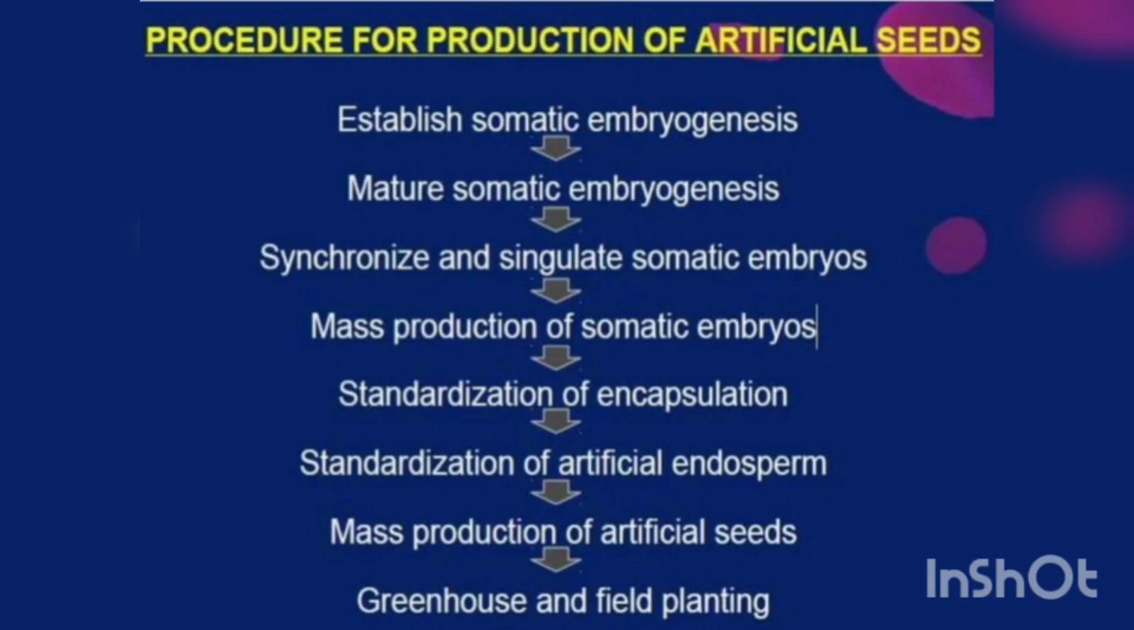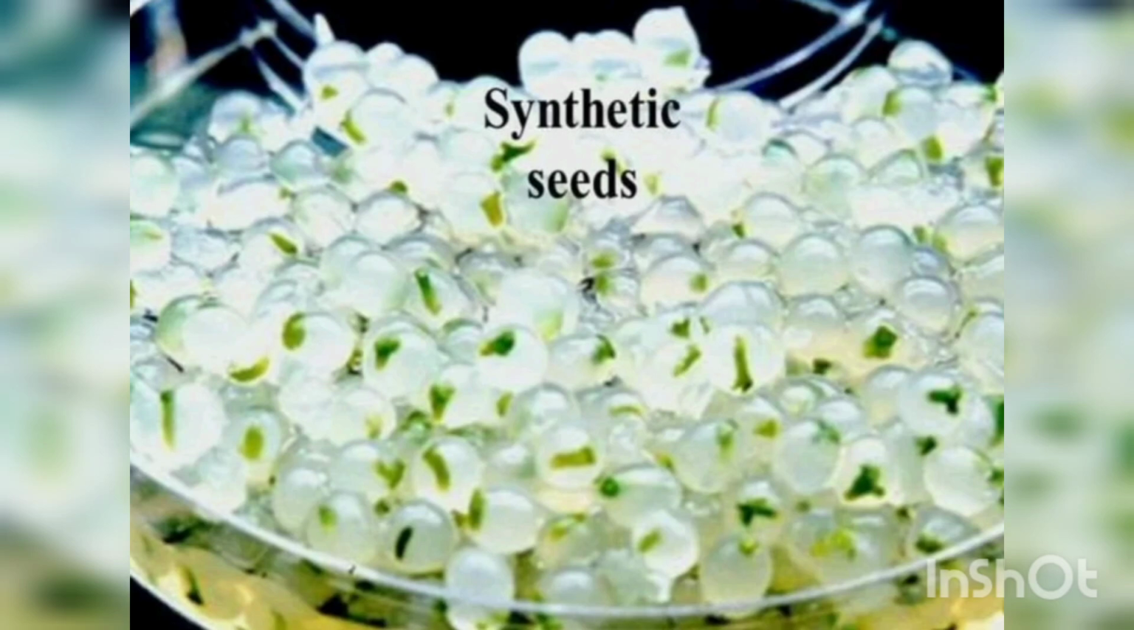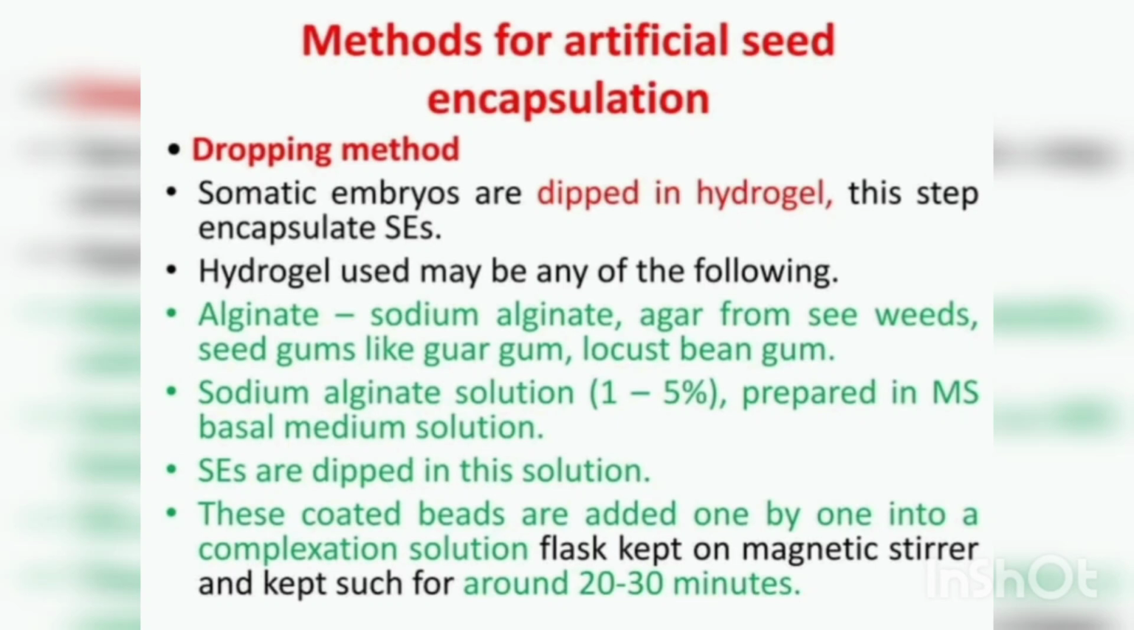So once we have done that, we'll see how these synthetic seeds will look like. These are the final product. This is how a synthetic seed will be seen. Now we can see that the somatic embryos are encapsulated in a jelly-like substance. These are synthetic seeds. They are artificially made seeds. They can be directly transferred to the field or to the greenhouse.